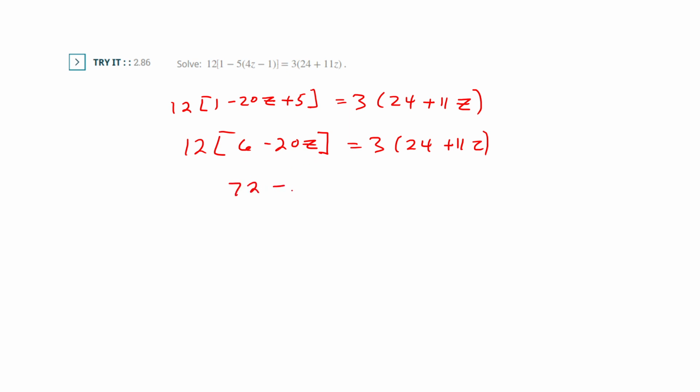72, 20 times 12, -240z. Okay, over here, okay, I've got z's in both, so the rooms are clean. It took a while, but the rooms are clean. I got z's in both sides, so I'm going to fix that by adding 240z over here. I'm going to do it over there. So I got 72.